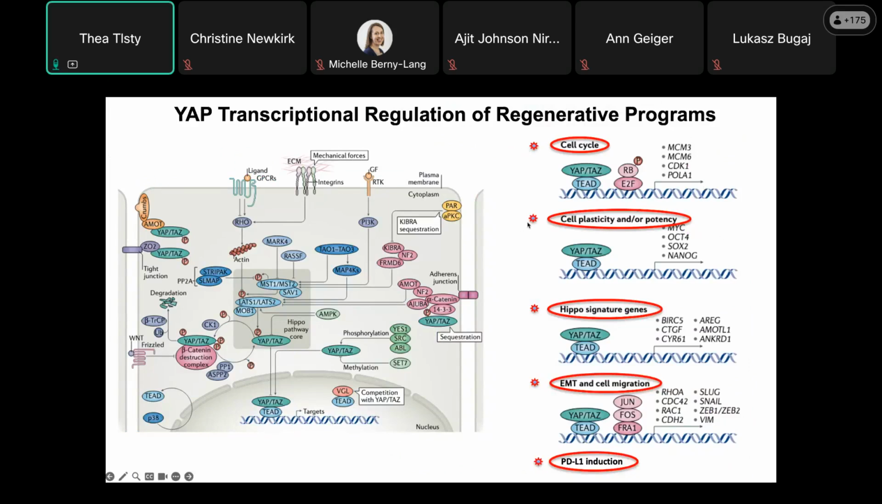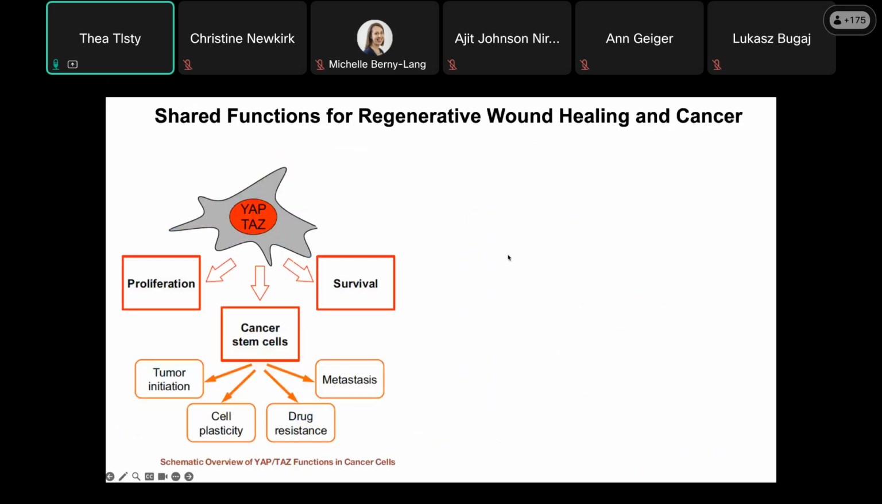It turns on cell plasticity, so they can change identity. It turns on Hippo signaling, which tells the cells whether they're crowded or isolated. It turns on EMT, epithelial mesenchymal transition, and cell migration. It also turns on a variety of immunosuppressive functions. Here I'm just mentioning the PD-L1 induction. So YAP is really important for turning on these regenerative programs that are important during tissue injury.